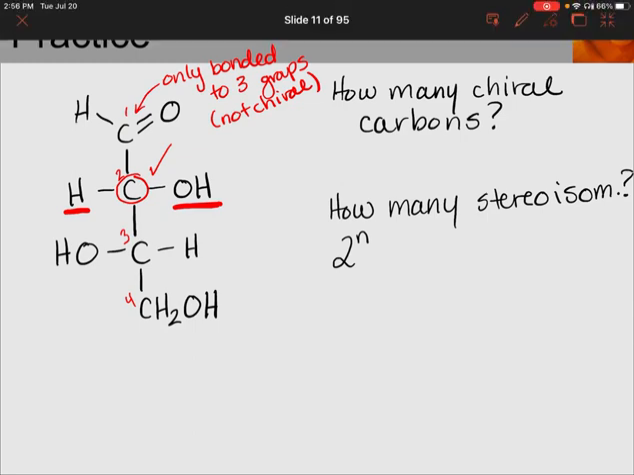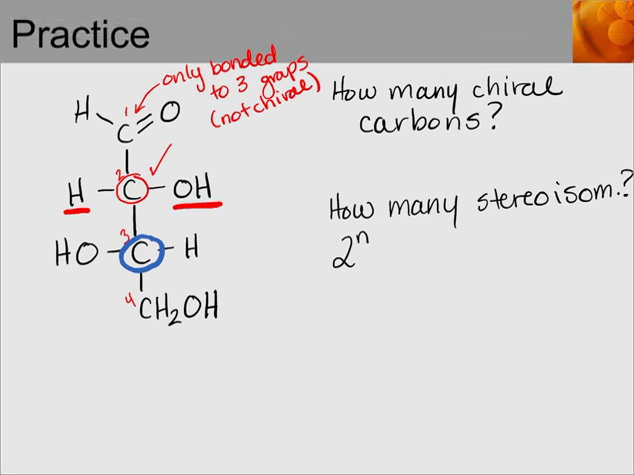Now, let's look at carbon 3, and I'll use blue this time. So that carbon is bonded to the entire part of the molecule up above, which is very different from the atoms down below. And then it's also bonded to hydrogen and OH. So those are 4 different groups. Okay, so that is chiral.